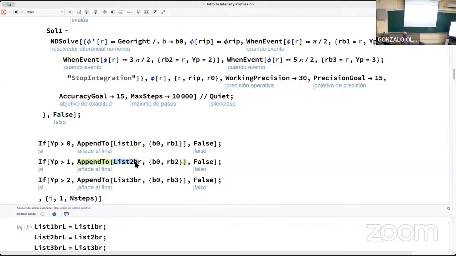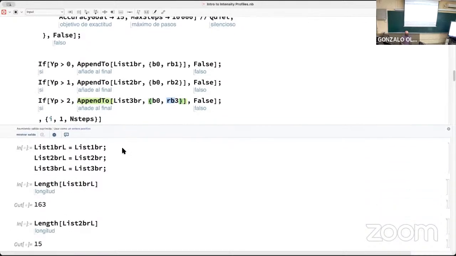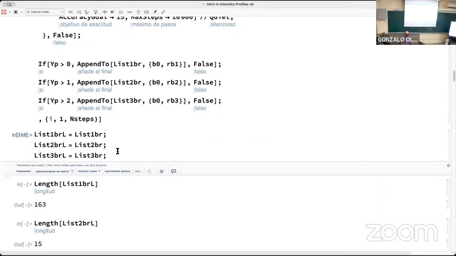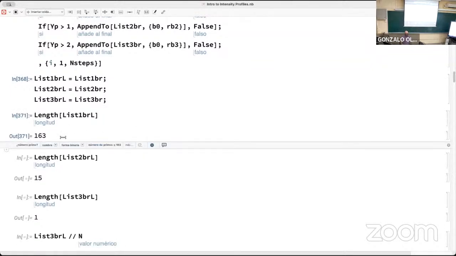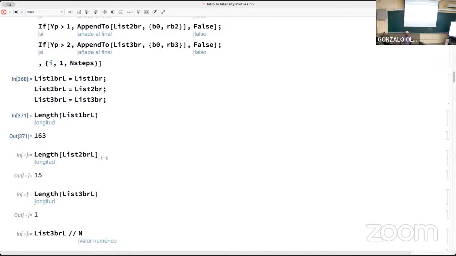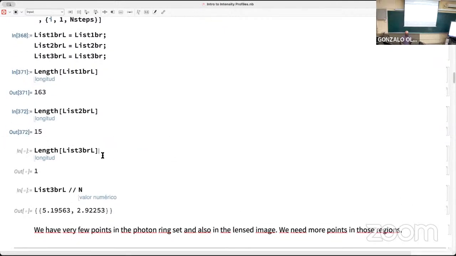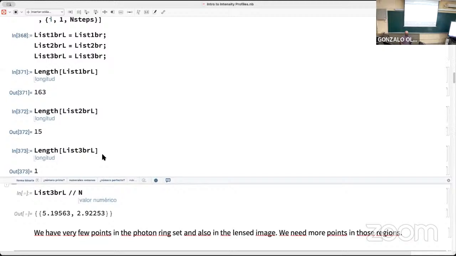List 2 saves the impact parameter and the location of the second intersection, and list 3 the impact parameter and the location of the third intersection. So we are feeding these lists of data, and we have computed 200 geodesics. Now I just want to show you that of the 200 geodesics, 163 are in the direct image, 15 are in the lens image, and only 1 is in the photon ring.